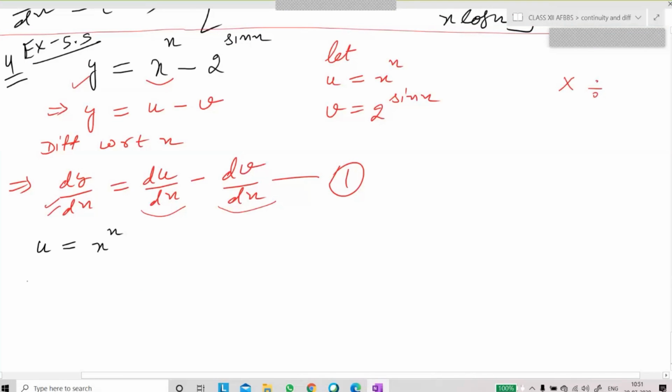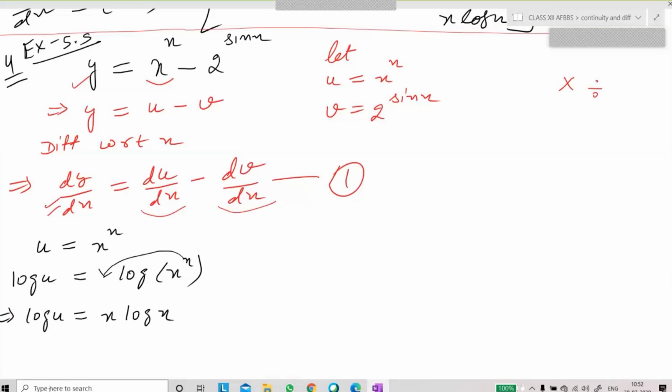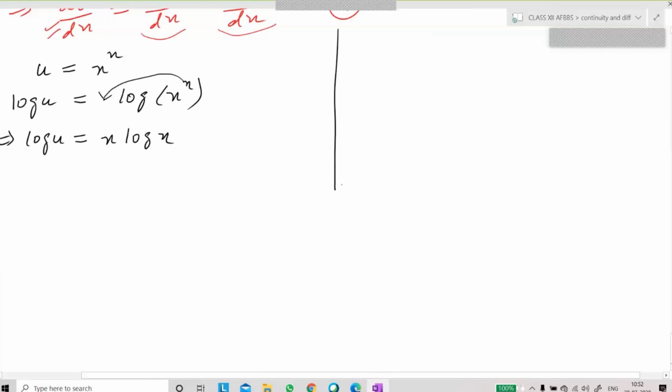Here you will take log now. Now you take log of both sides. So it will be log u is equal to log of x raised to the power x. Now after this you apply the property of log. According to the property of log, this x which is in power becomes a multiple. So you can write log of u is equal to x times log of x.